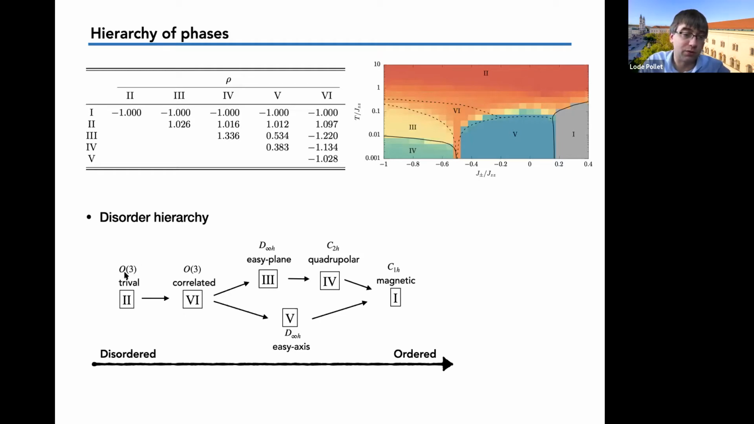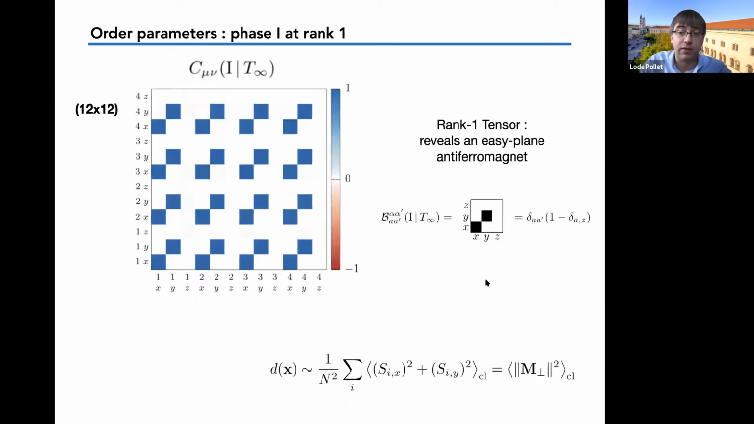So what is written here, that this is a correlated O3 paramagnet. This is a trivial O3 paramagnet. This has cylindrical symmetry, easy plane. This is easy axis cylindrical symmetry. I don't know yet at the moment. Or that this is just C1H, or I don't know at the moment. I will learn this from looking at not rho, but a constant C mu nu. Now let me do that.